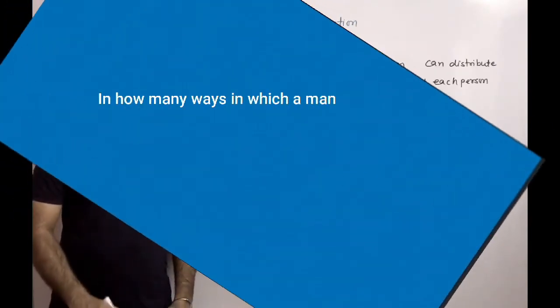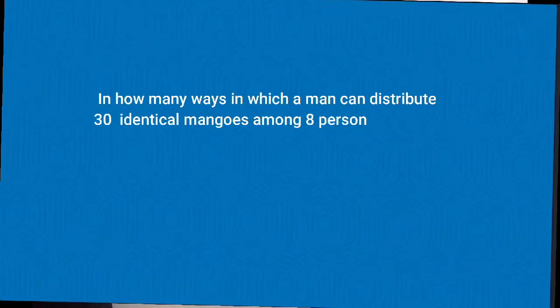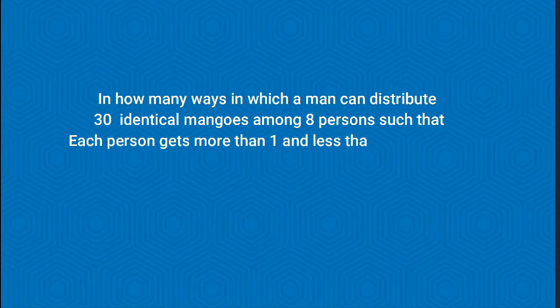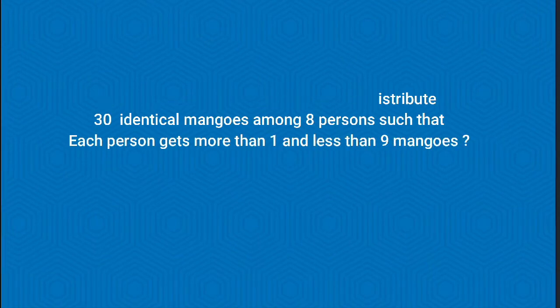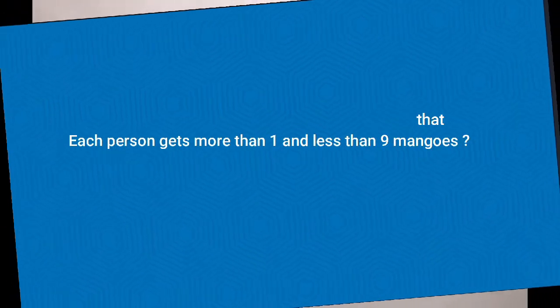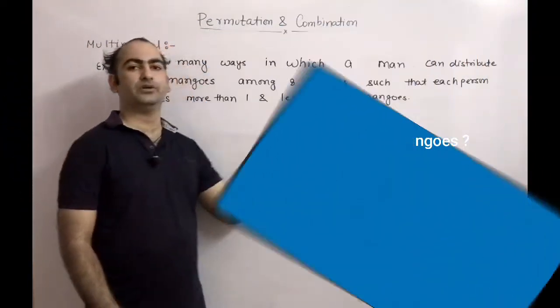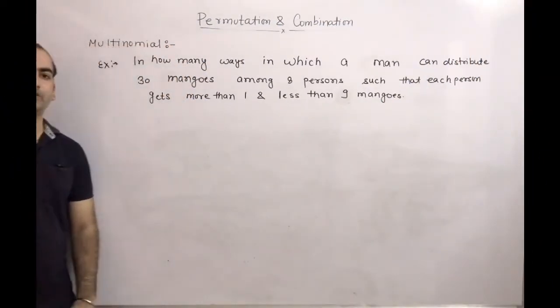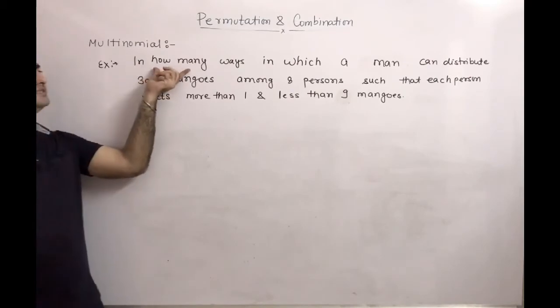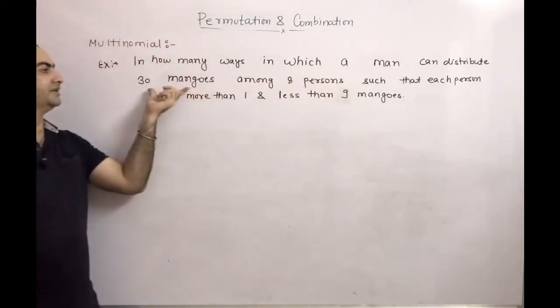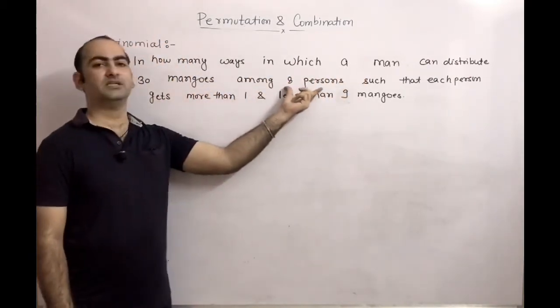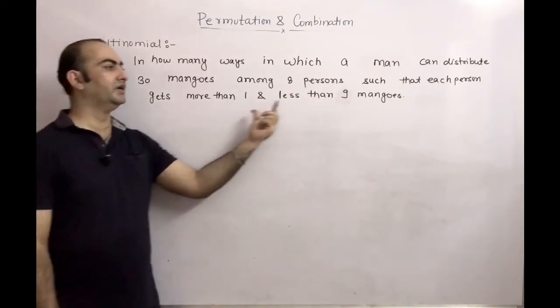Now we are discussing one example. The example is: in how many ways can a man distribute 30 mangoes among 8 persons such that each person gets more than 1 and less than 9 mangoes. Okay, so this example we have to solve. According to the example, we want to know in how many ways a man can distribute 30 mangoes among 8 persons such that each person gets more than 1 and less than 9 mangoes.